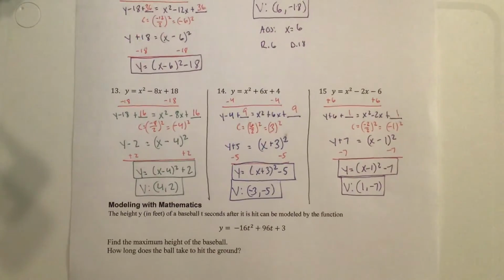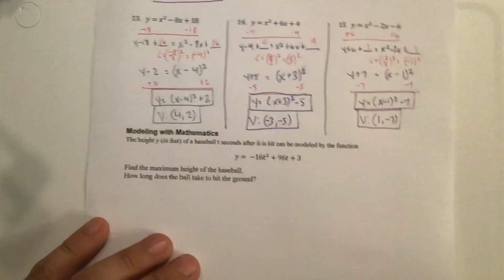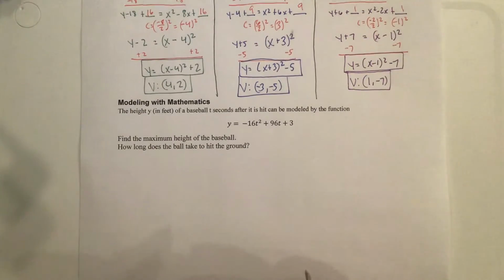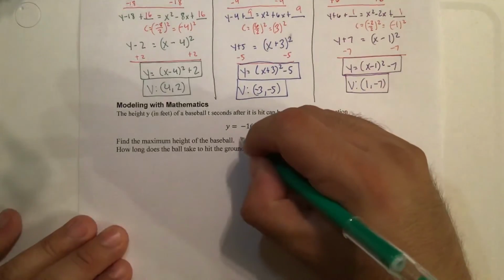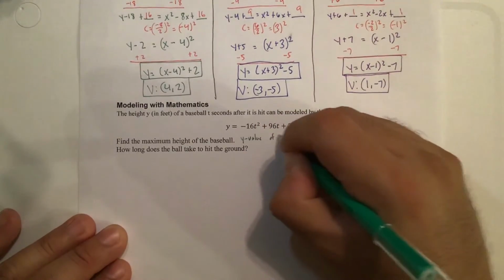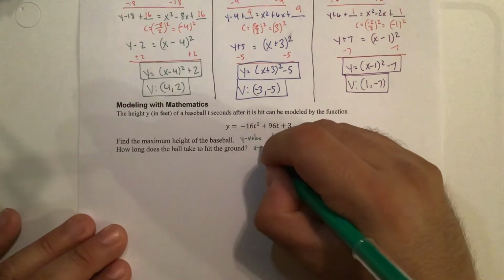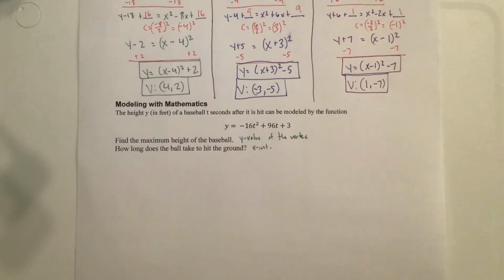All right, so that's how you convert from standard to vertex form. So we have one last problem, and this is a modeling one. It says the height, y, in feet of a baseball t seconds after it's hit can be modeled by this function here. Find the maximum height of the baseball. How long does the ball take to hit the ground? Okay, so for this one, a little bit different because our a value is actually -16. So I'm going to show you how to do this. So find the maximum height of the baseball, which we know is the y value of the vertex. And how long does the ball take to hit the ground? That's an x-intercept.